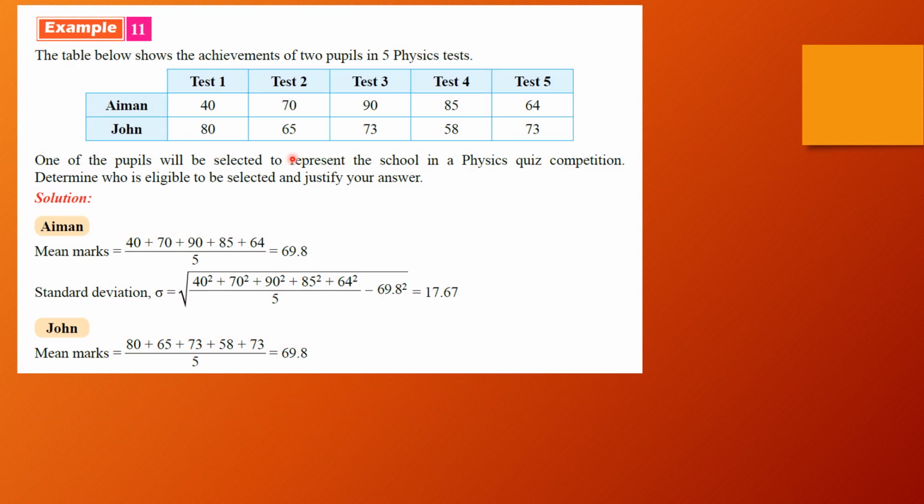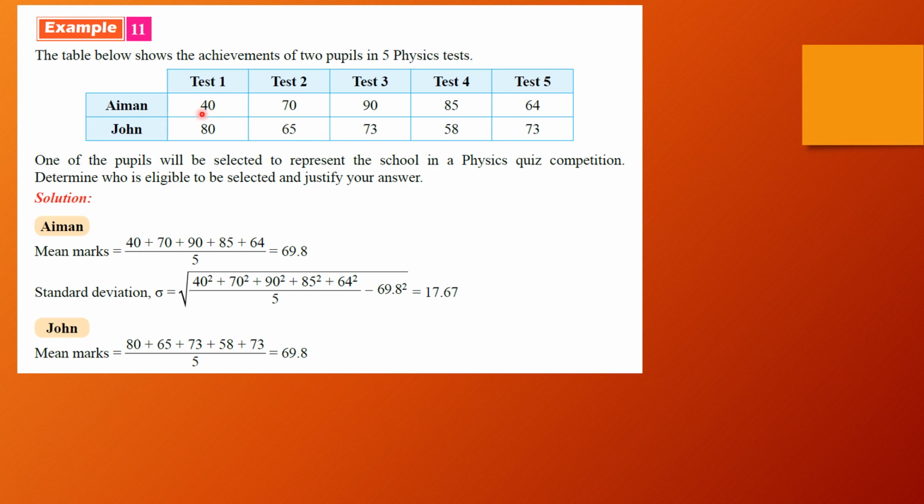Next, we look at example 11, also at the same page. The table below shows the achievement of two pupils in 5 physics tests. So we have Aiman and John. The marks given for test 1, test 2, test 3, test 4 and test 5.